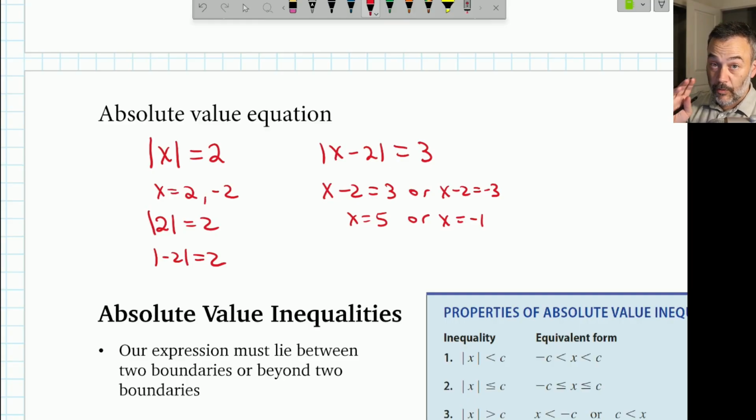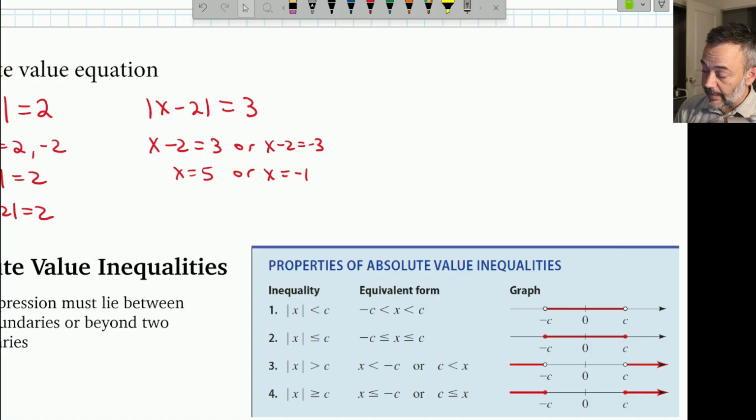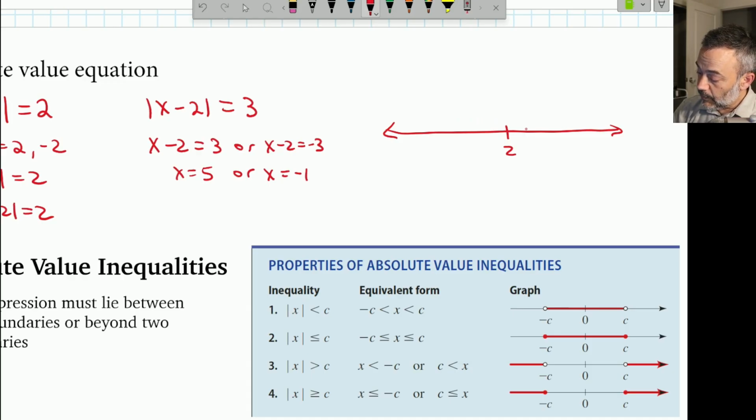Now, let's graph it, because graphing it can give us another insight. Let's graph this situation. So I'm going to draw a number line, and I'm going to put 2 here, and then notice 5 is 3 units to the right of 2, and negative 1 is 3 units to the left of 2. 1, 2, 3, that's 5. 1, 2, 3, that's negative 1. And the two solutions to this equation are here and here.